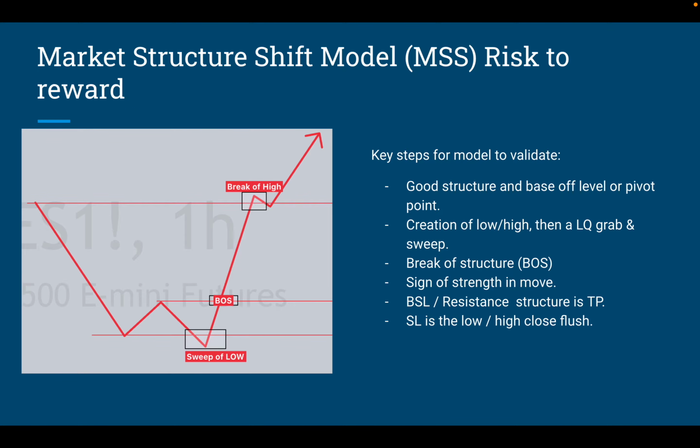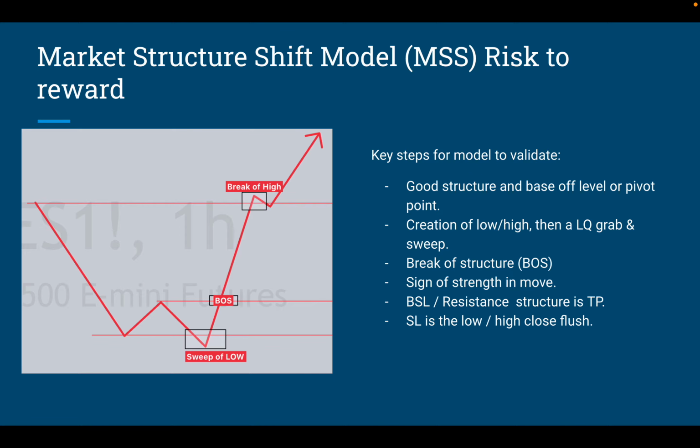And basically what this pretty much is, is you trying to anticipate the bottom or top of a move, right? So with trend, you're not trying to anticipate the bottom or the top. With MSS, you are, right? That's pretty much what you do here. And so with MSS, the key steps for a model to validate is good structure and a base off a level point or a pivot point, right?